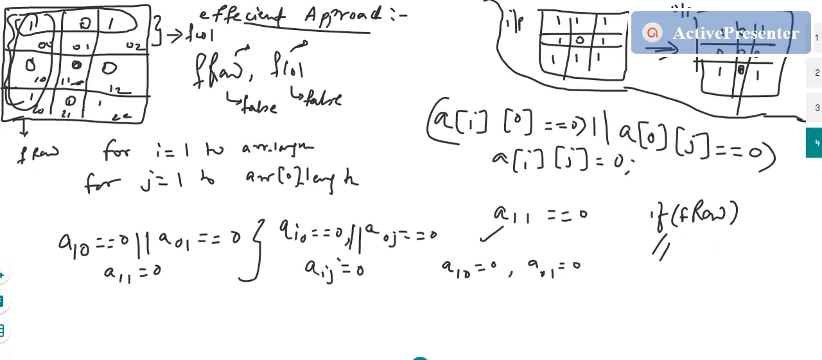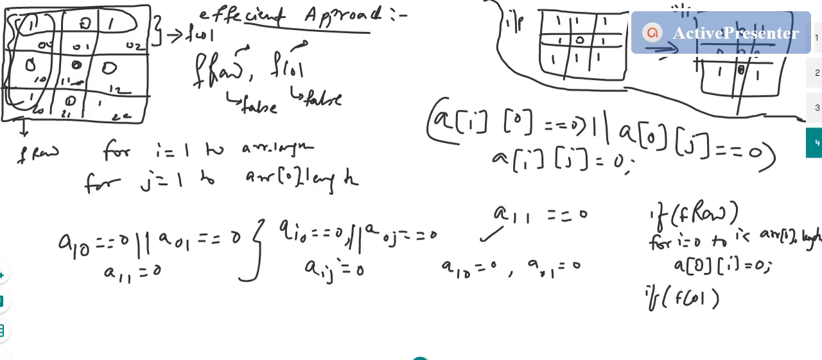So let's take, if first row is true, we have to run our loop from i equal to 0 to the column length, which is telling me for the overall row values, and I am going to make all column values to be 0, which is a of 0 i to be 0. Now the same thing I will run for my first column. If first column is true, we have to go from i equal to 0 to row length and make all the column values to be 0.